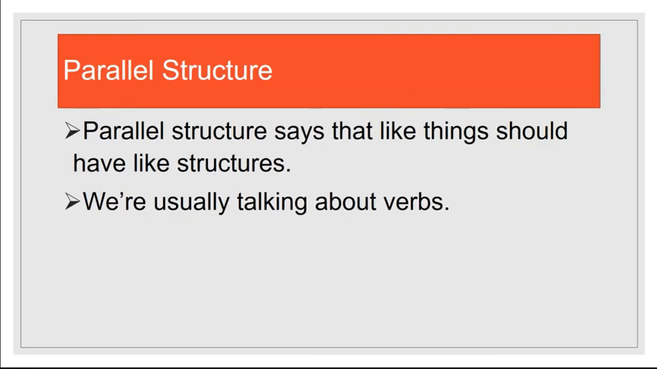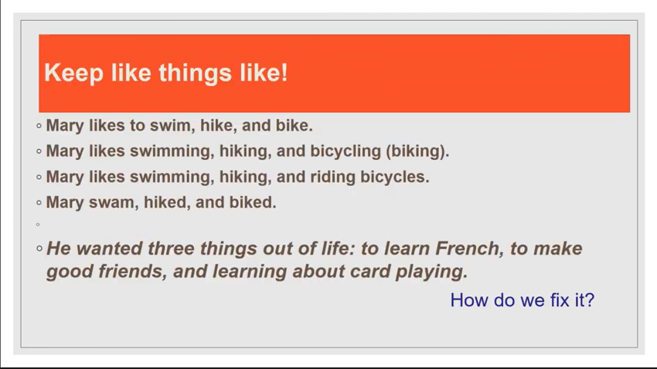Another thing that can affect the clarity of your sentence is something called parallel structure. Parallel structure says that like things should have like structures, so the parts of your sentence should have the same pattern to them. And we're usually talking about verbs. The best way you can describe this is by looking at some very simple sentences.